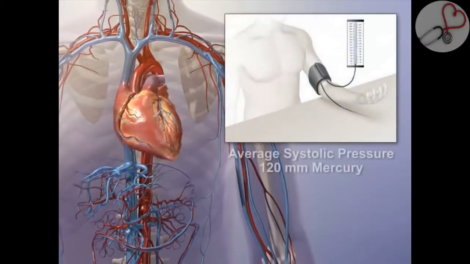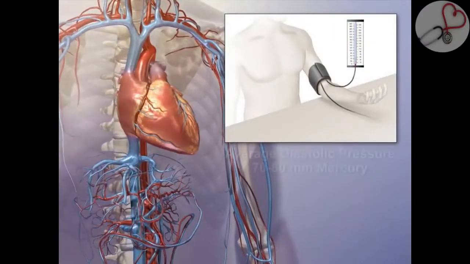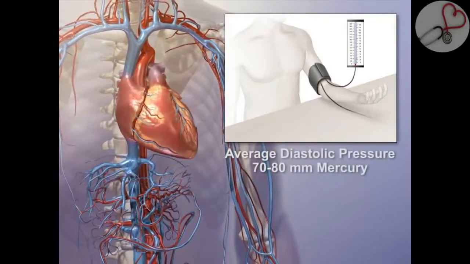The average systolic pressure is 120 millimeters of mercury. The average diastolic pressure is 70 to 80 millimeters of mercury.